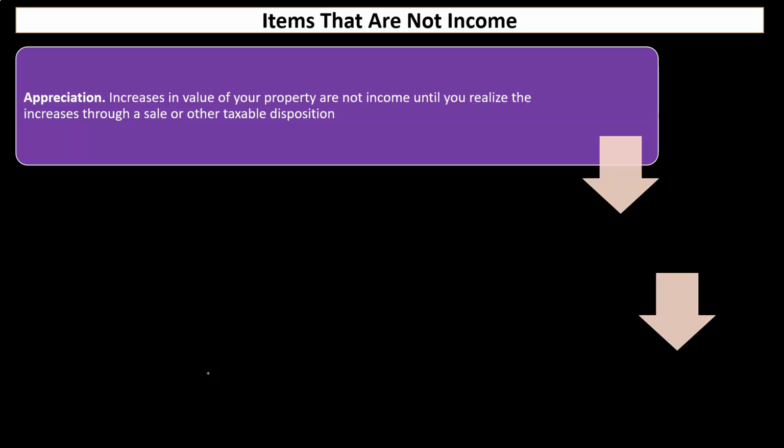Items that are not income could include appreciation. That's the increase in the value of your property, which is not income until you realize the increase through a sale or other taxable disposition. So when we think about assets we are holding on to, typically we have depreciation, like a car that will typically go down in value. But we could have items that appreciate, like land or a building that goes up in value. You could think of the appreciation as kind of income because the value of the thing is going up, but we will typically not record the gain on the appreciation until we sell it.